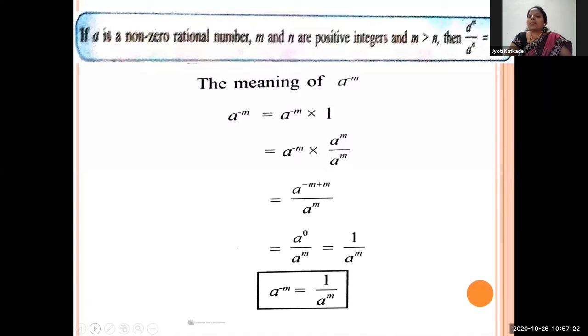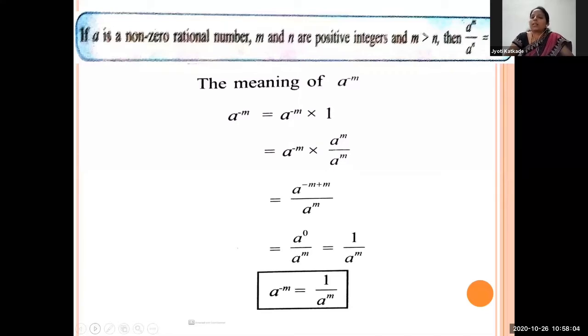The denominator a raised to m stays as it is. When we take minus m plus m, there is 0. So we get a raised to 0 divided by a raised to m. And we have already seen that a raised to 0 is equal to 1. When the power of any number is 0, the value of that number is always 1. So we get 1 upon a raised to m. Means, from what we started, a raised to minus m is equal to 1 upon a raised to m.